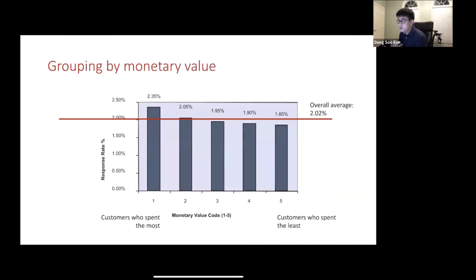Grouping by monetary value shows the same result, even with much weaker effect size. Customers who spend the most show a response rate higher than the average. So this group 1, 2.35, that is higher than the overall average. But those who spend the least, group 5, show a rate lower than the average. This implies monetary value-based selection of targets would improve the response rate.